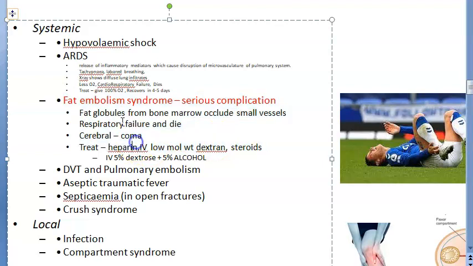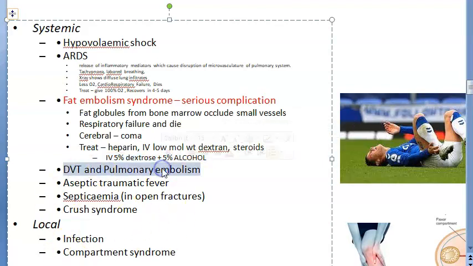It's a serious complication. We told you the fat globules will come out, and the neutral fat, by the action of lipase, becomes free fatty acids. Those will cause vasculitis. There can be blockage of the pulmonary vessels or even the cerebral flow, and there can be coma because of that, or respiratory failure, death. How will you treat? You will give that person heparin. You can give IV low molecular weight dextran, steroids. You can also give IV 5% dextrose with 5% alcohol. Basically, this is known to emulsify the fat.